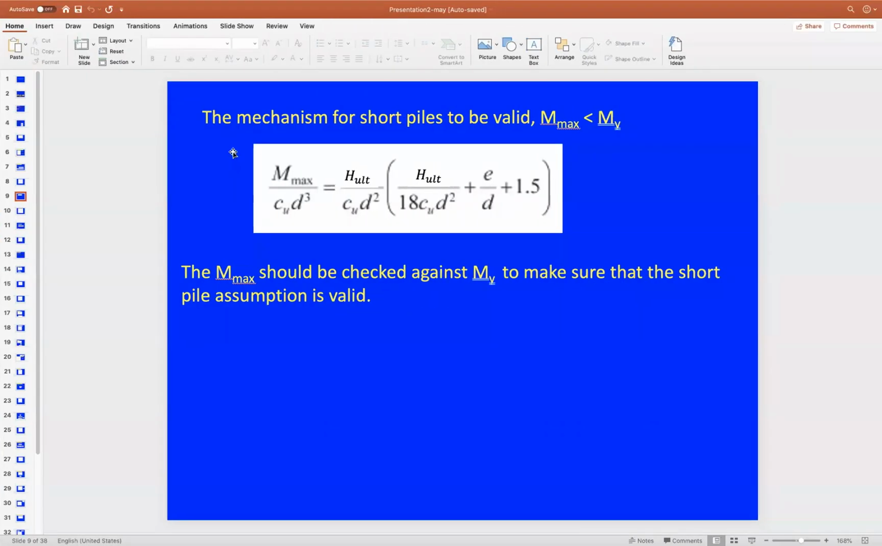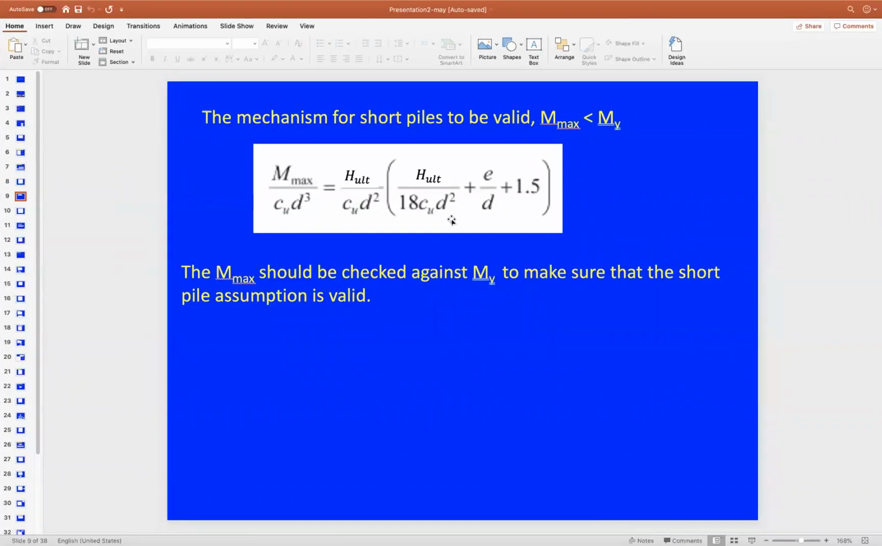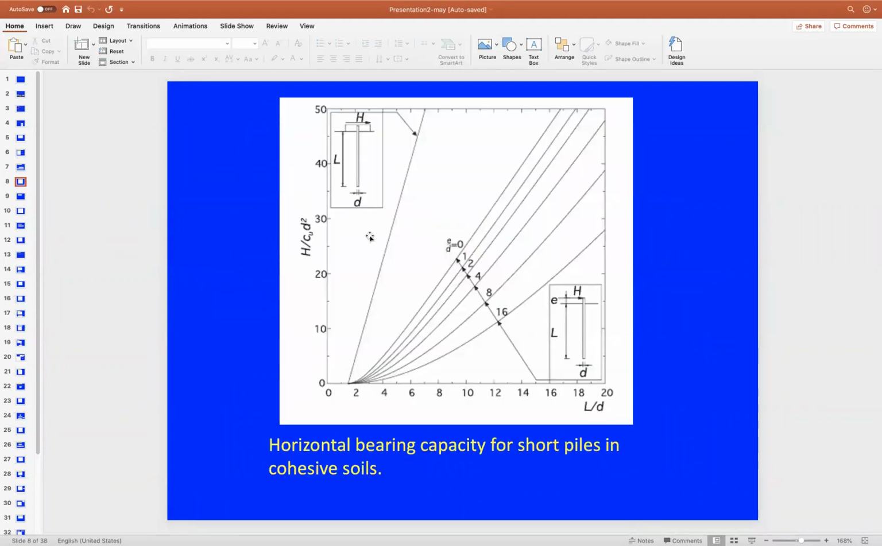Okay, so we have done this problem by using the static equilibrium principles, or, as we said, you can use this equation directly. So instead of using the static equilibrium principle and the derived equations in your lecture notes, you can use the charts as well. We have here 2 charts. This is the first chart here. And by using this chart, you can obtain directly the value of H ultimate divided by Cu d squared. And by finding this value, you're going to find the value of H ultimate here. And working with this chart is much easier, much quicker as well.